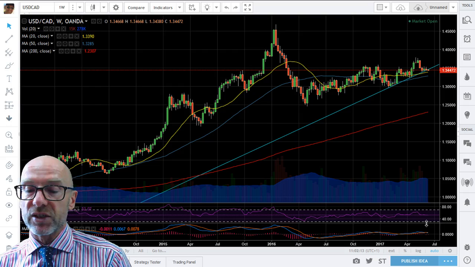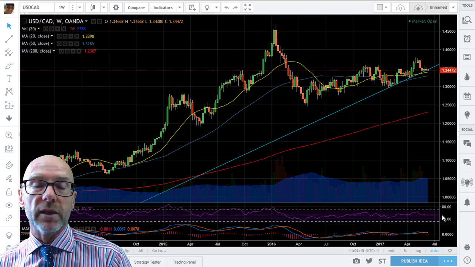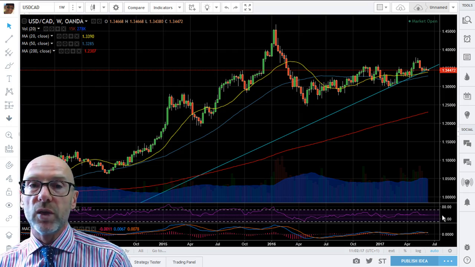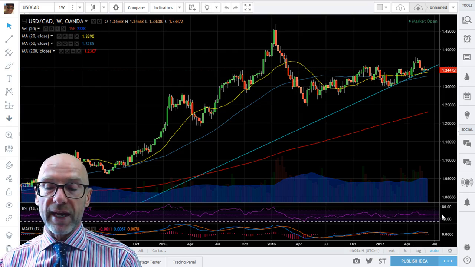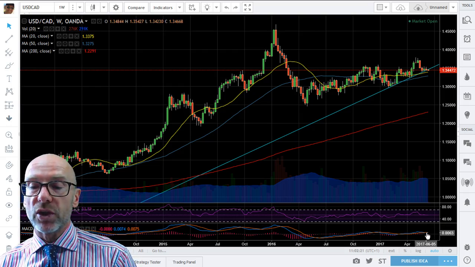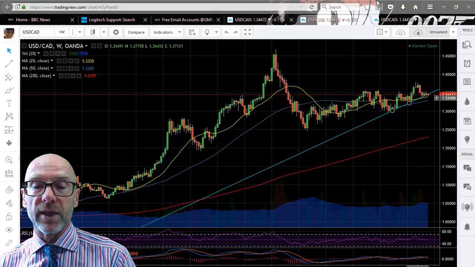RSI is flatlining marginally above 50, 52, so keep your eye on that. MACD also flatlining, so you need to keep an eye on that.